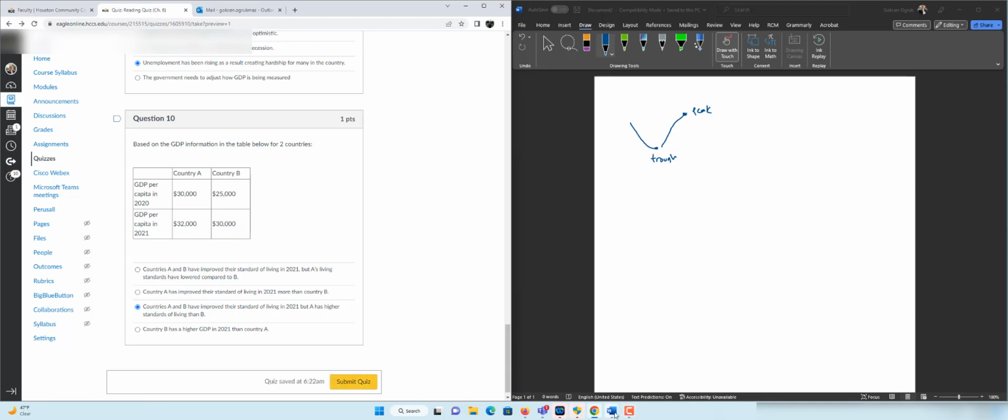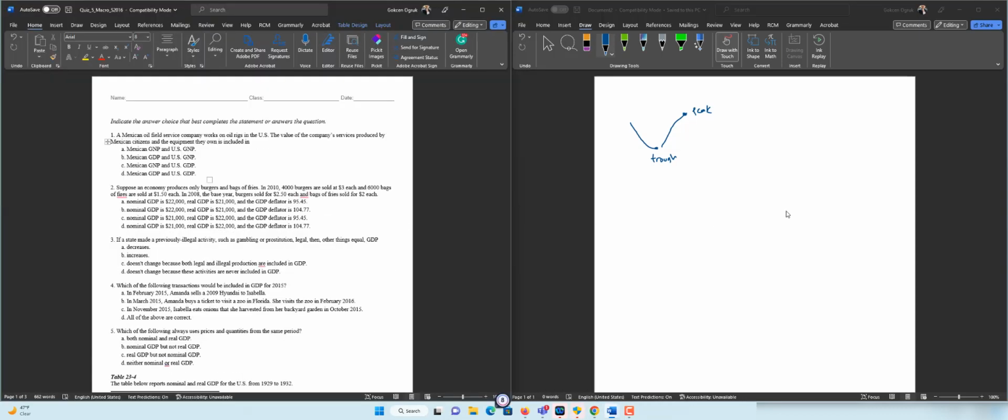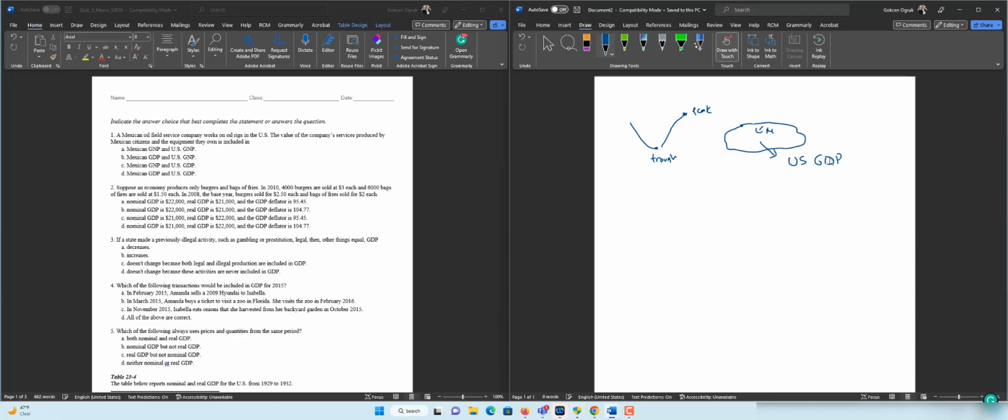Now let's move on to the next quiz that I have. So we are going to solve additional questions to make sure we understand this chapter. The first question is, a Mexican oil field service company works on oil rigs in the US. The value of the company's services produced by Mexican citizens and the equipment they own is included. Since the production is in the United States, remember GDP has geographical proximity and it includes everything produced inside the country. It doesn't matter if it's a Mexican or a Japanese company, it includes everybody's production as long as it's produced inside the United States. Therefore, it's included in US GDP for sure.